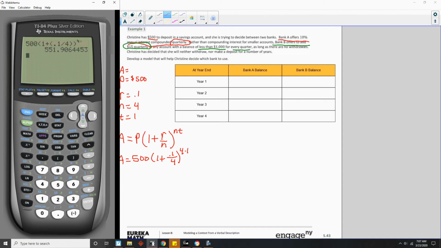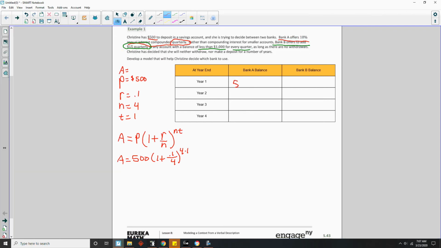And that would be $551.91. Let's round up to the penny. So it's 551.91. Okay, Bank B balance is just going to add $15 quarterly. Well, there's 4 quarters in the year. 15 times 4 is 60. So you're going to end up with $560 at the end of the first year. So if you're only going to put your money in the bank for a year, then you obviously want Bank B. Okay, but she decides, and she's not going to make a withdrawal or a deposit for a number of years. So we're not done here. She's not going to quit after 1 year, so we need to continue.